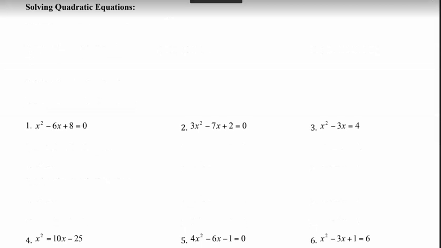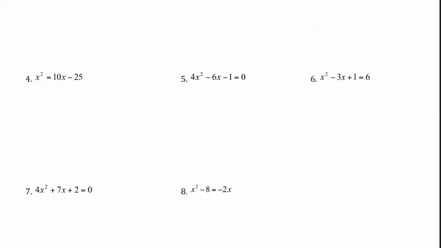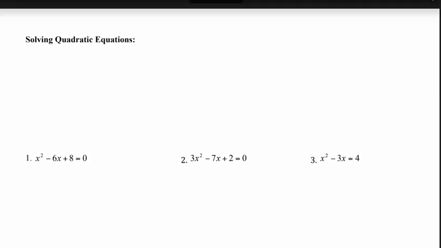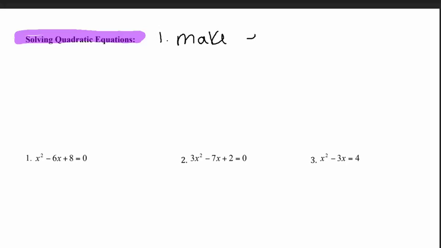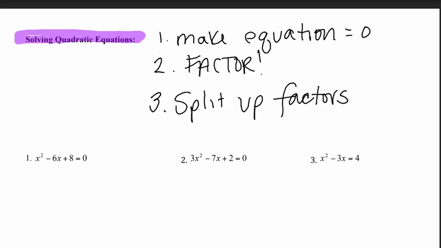If we go ahead and flip to the back, solving. Notice none of these problems up here had equal signs, but the problems down here did have equal signs. So solving quadratic equations means you're doing it almost the exact same way as the last page. You're just taking it one step further. So step 1, make the equation equal 0. Step 2, factor, just like we did on the other side. Step 3, split up factors and solve.